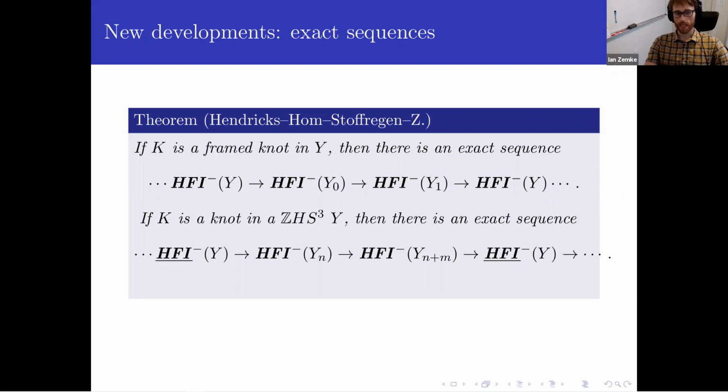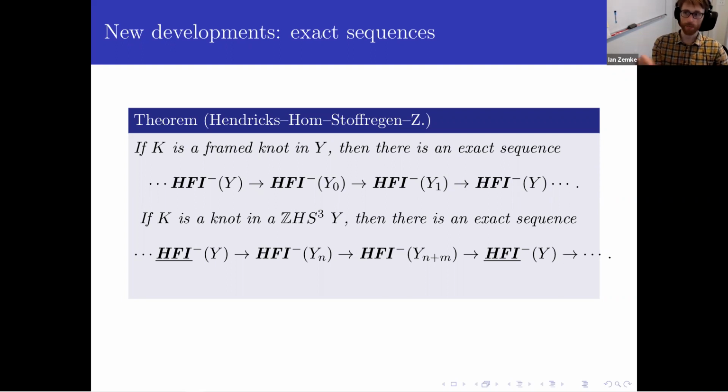So this one is if you have a knot. The second one is if you have a knot in an integer homology 3-sphere Y. We proved this exact sequence, where you take the n-framed surgery, and then you add a big M to it. And you have an exact sequence like this, where it goes from Yn to Yn plus M.